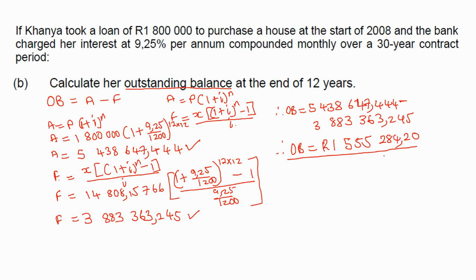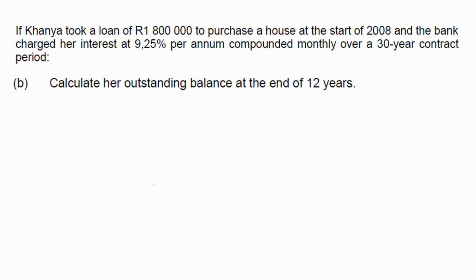So this is how you calculate the outstanding balance. If you want, you can just say outstanding balance is equal to our A, which is P times (1 plus i) to the power n, minus our future value, which is x times ((1 plus i) to the power n, minus 1), all this over i. You can just do this once.